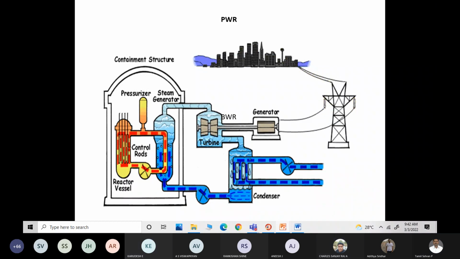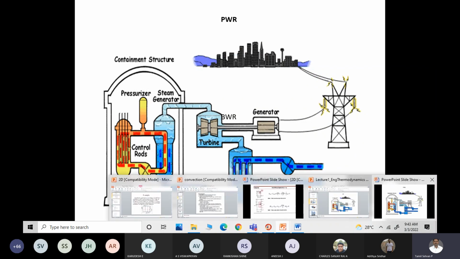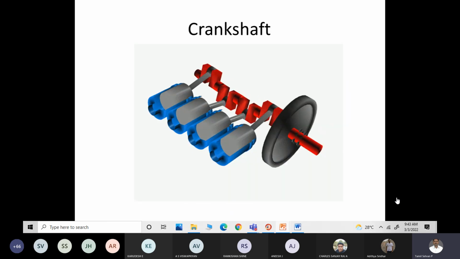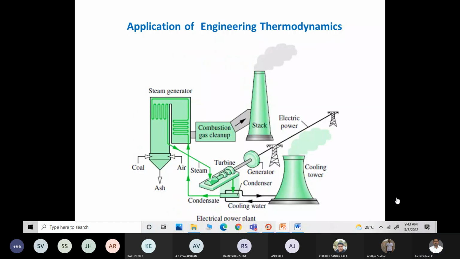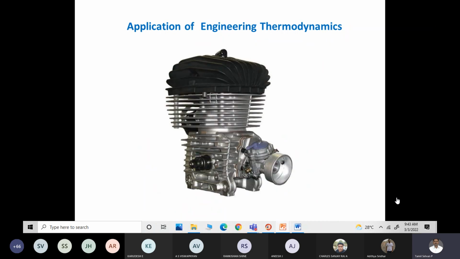Yes, sir. Okay, I hope you have understood the difference between natural convection and forced convection, and similarly, there are some more examples also. All of you are able to see this, students? Is it visible?